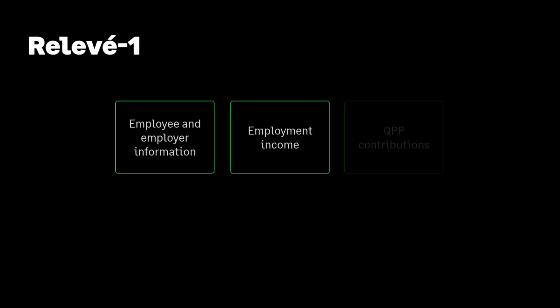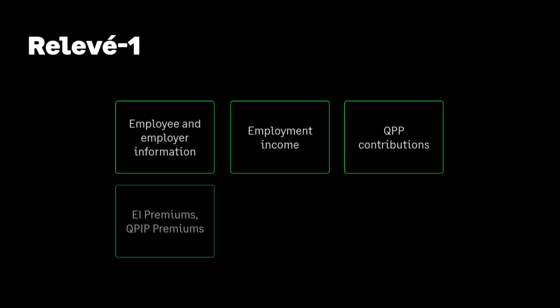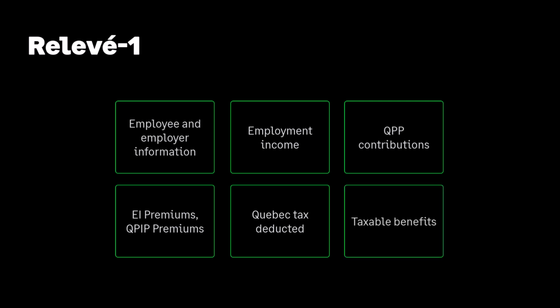RL1 slips include employee and employer information, employment income before deductions, Quebec Pension Plan or QPP contributions, employment insurance or EI premiums, and Quebec Parental Insurance Plan or QPIP premiums, Quebec tax deducted, and taxable benefits.